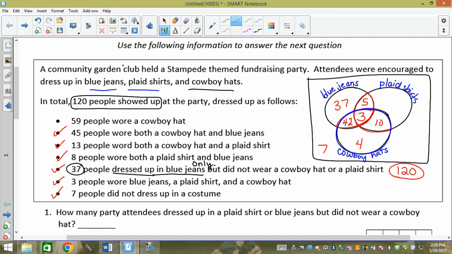I don't know. I'll see what's left over. Up to how many? How many are total? 20. So how many are in plaid shirts only? All right. Well.